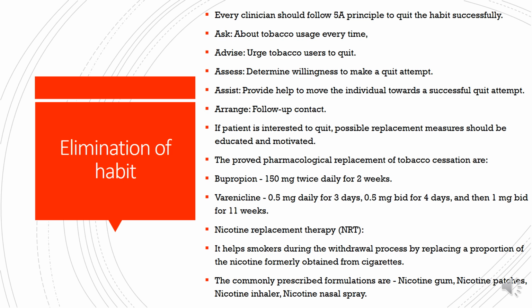The proven pharmacological replacements for tobacco cessation are bupropion 150 mg twice daily for 2 weeks, or varenicline 0.5 mg daily for 3 days, 0.5 mg twice a day for 4 days, and then 1 mg twice a day for 11 weeks. Nicotine replacement therapy.